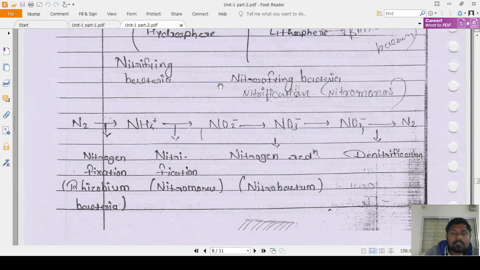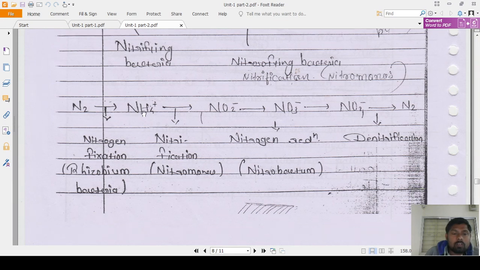Those reactions are already mentioned here: N2 is converted into ammonia, then into nitrite, then nitrate, and then further into N2. The conversion of nitrogen to ammonium ion is known as nitrogen fixation. That is the key to remember those processes. You must remember that nitrogen fixation, with the help of rhizobium bacteria, is the conversion of N2 to ammonia.